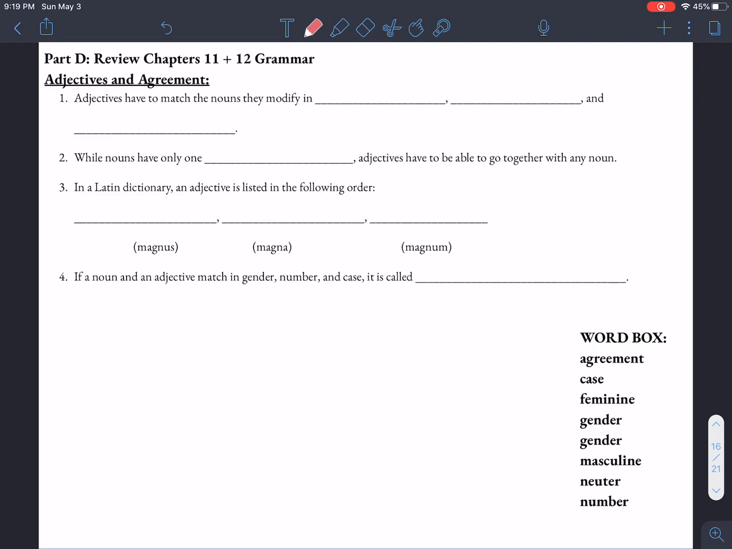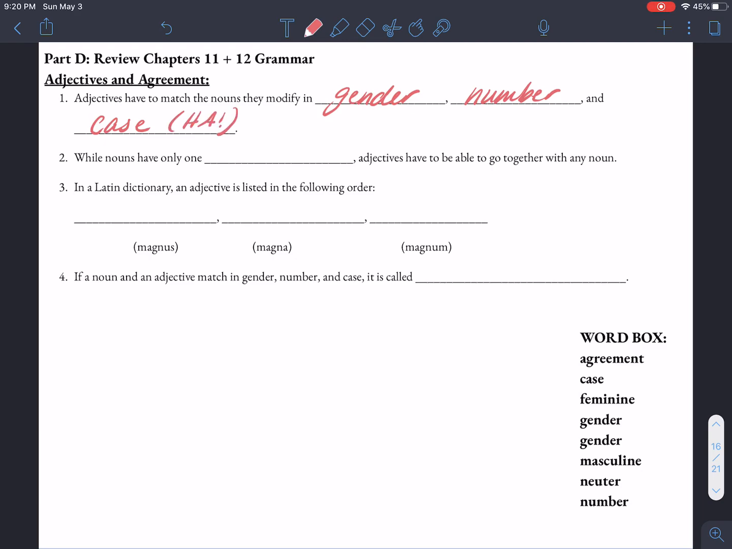All right, so number 1. Adjectives have to match the nouns they modify in blank, blank, and blank. Okay, well, from the reading, remember, adjectives have to match the nouns they modify in gender, number, and case.